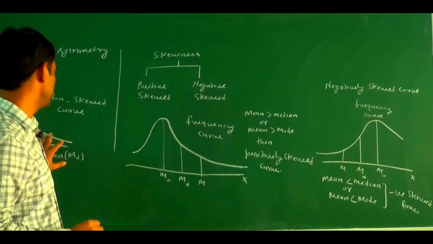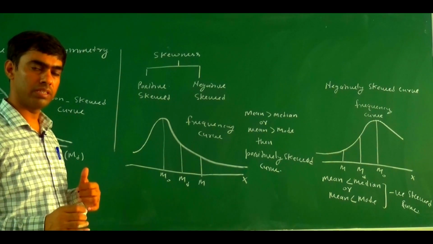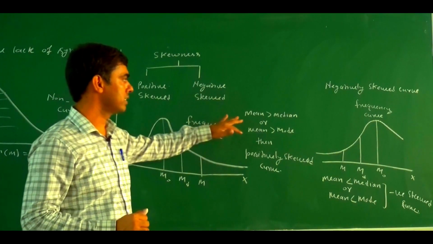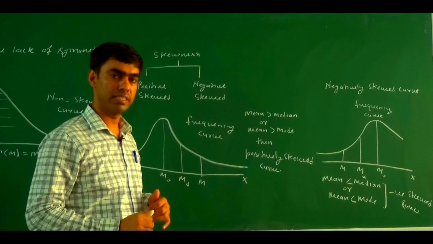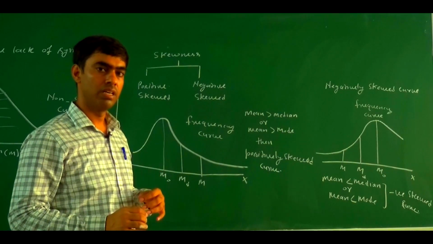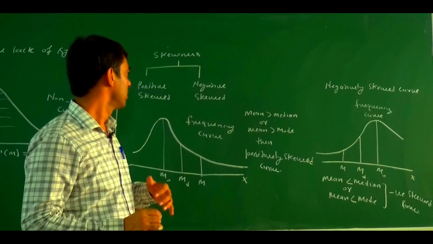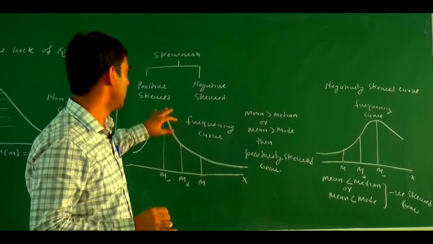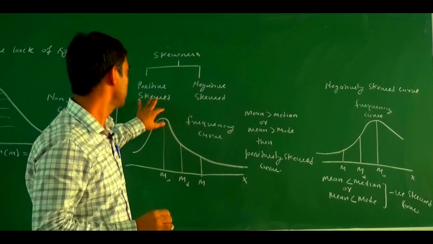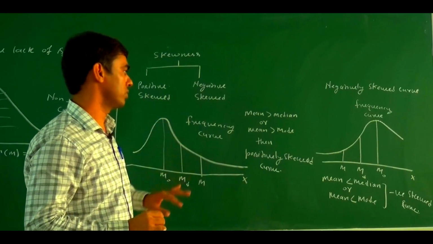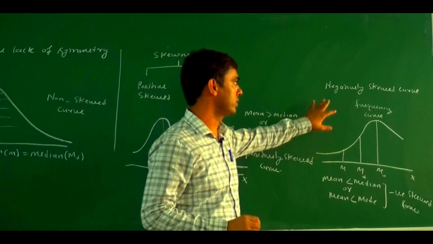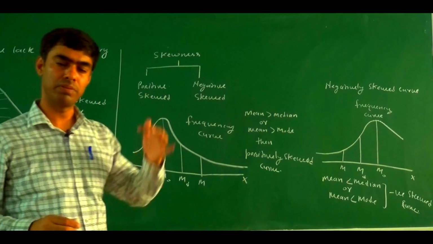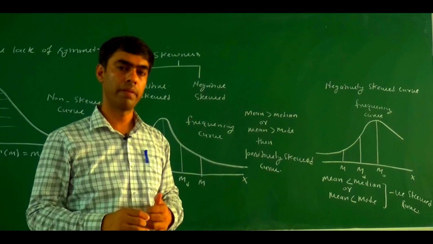If mean equals median equals mode, then the data is symmetrically distributed. If the mean is greater than the median or the mode, then the data is not symmetrically distributed, and it is positively skewed data or negatively skewed data. This is the geometrical interpretation of skewness.